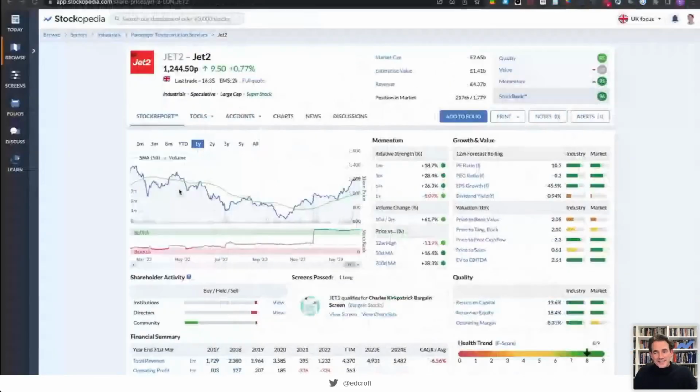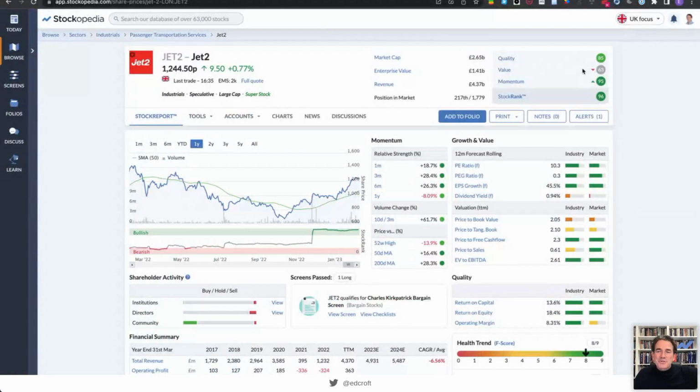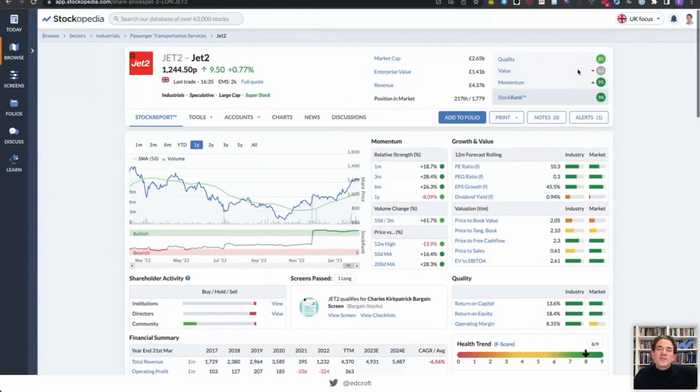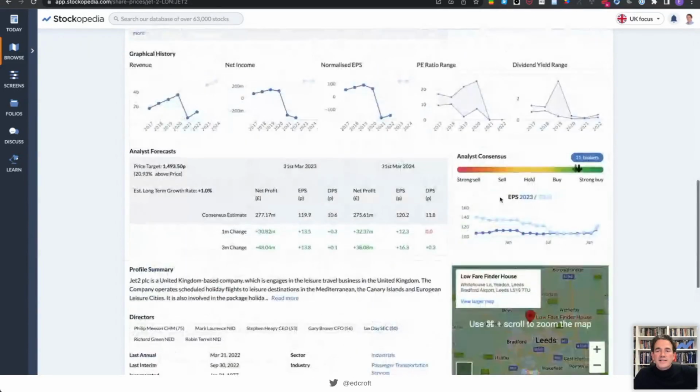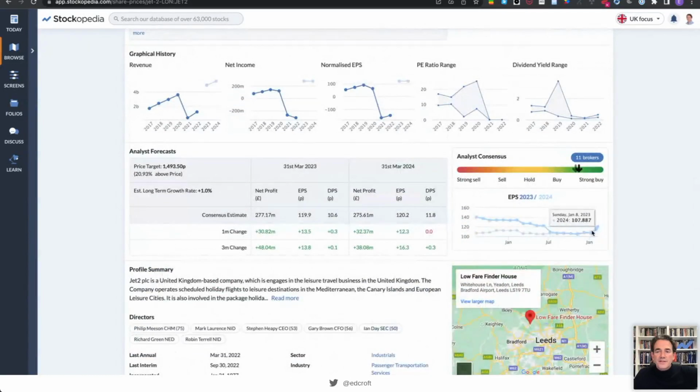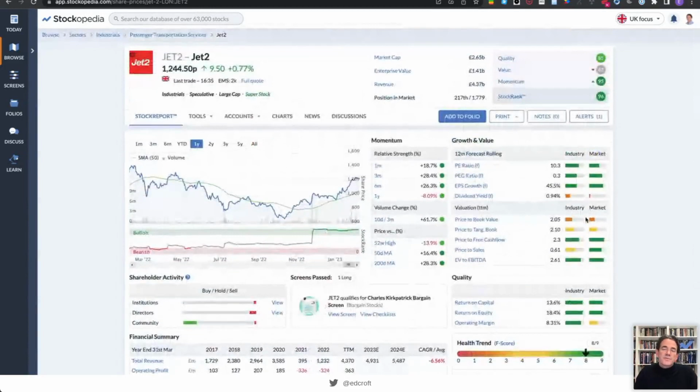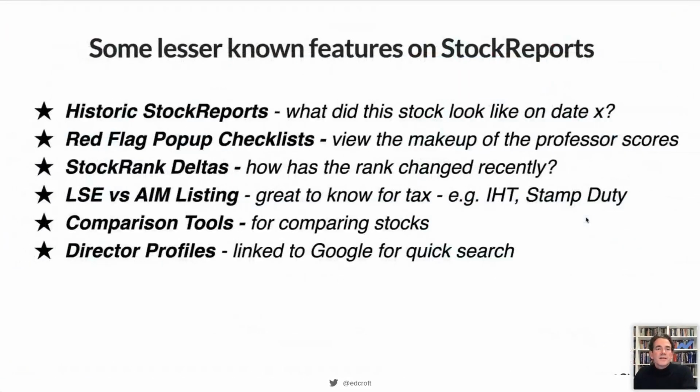Stock rank deltas. These little arrows here, I'm sure you've hovered over them, show the direction of change in the last 30 days of that rank. For Jet2, it's been going up, unsurprisingly, since the beginning of the year. The value rank's gone down, so that's reduced, but the momentum rank's gone up. The momentum rank's gone up because the price is rising, and we can see the brokers are upping their earnings numbers on the basis of recent trading statements and so forth. That's a really good thing to know.